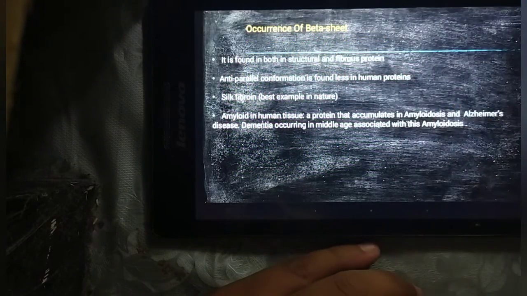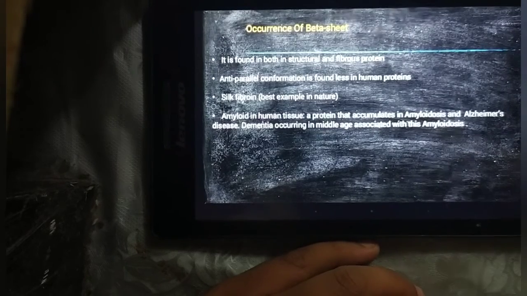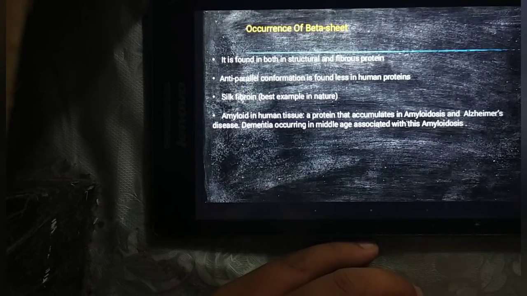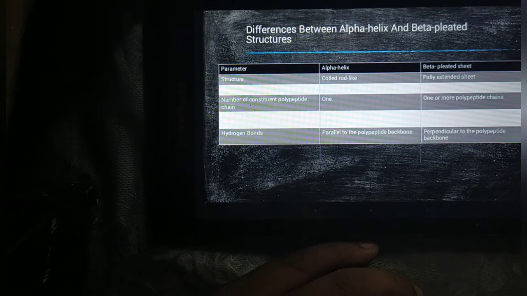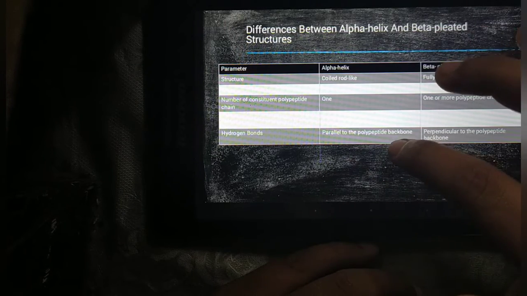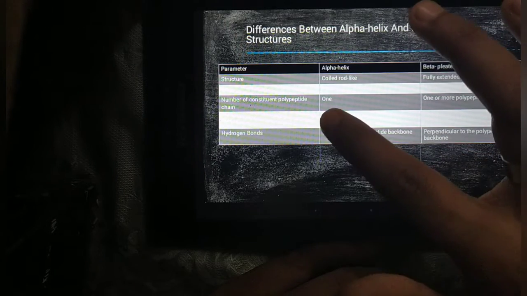And yeah, these are the occurrences. It is found in structural as well as fibrous proteins, and silk fibroin is the best example. It is also found in amyloid in human tissue. This gives you the differences between the alpha and beta pleated sheet, where you can see this is a coil, here you have a fully extended chain, and also the number of hydrogen bonds.